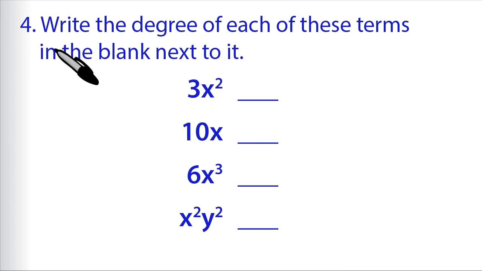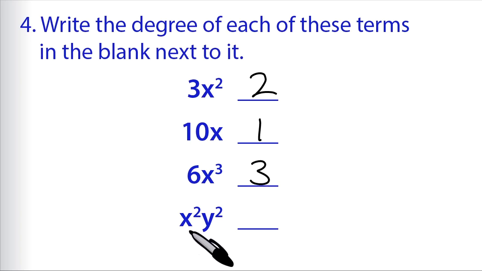For problem 4, we have write the degree of each of these terms in the blank next to it. And remember, the degree of a term is determined by the power of its variable part. So for 3x squared, the power of its variable part is 2. So the degree of the term is 2. For this one here, 10x, there's not a power on this variable part. That means we can just think of it as having a power of 1. So the degree of this term is 1. 6x cubed, the degree of this term is 3. The power of this exponent is 3, so the degree of this term is 3.